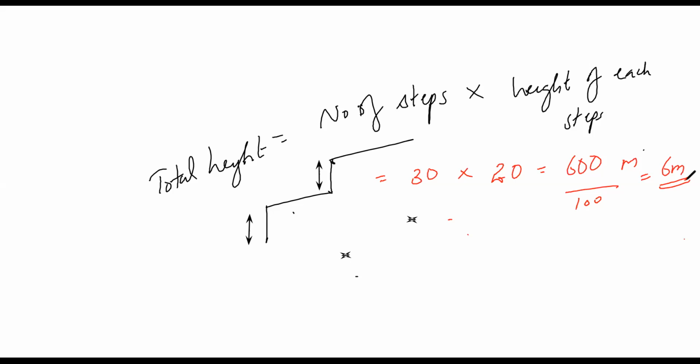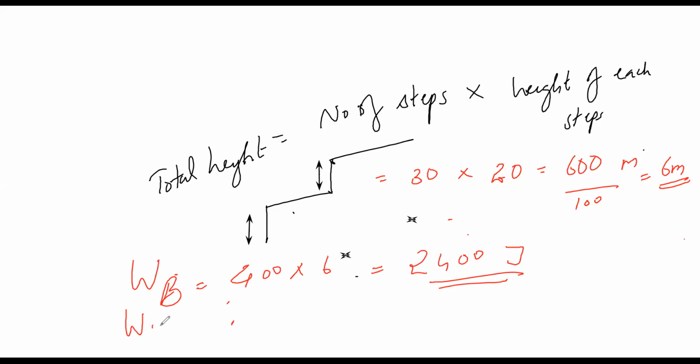Correct? Now we have to calculate the work done by the boy, because the first question is to compare the work done. Work done by the boy, WB, is force into displacement. What is force? 400 Newton. Displacement is 6 meter. So 6 fours are 24, 2,400 joules. The unit of work done is joules. Similarly for the girl, the force is 300 Newton into the same thing. The steps are the same. 3 sixes are 18, 1800 joules.